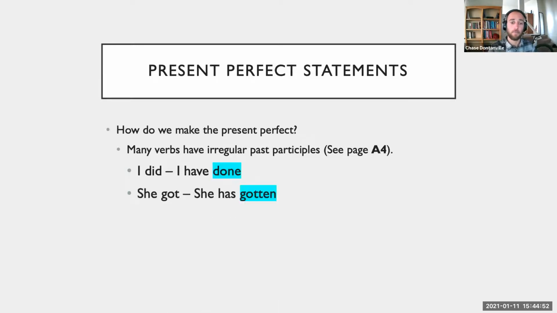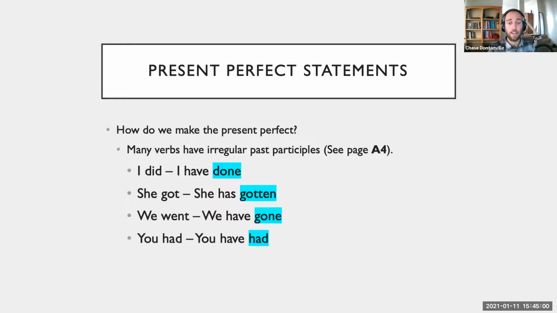She got, she has gotten. Okay? We went, we have gone. You had, you have had. All right? So here are some irregulars, okay? And again, I encourage you to look at page A4 to learn more irregulars.